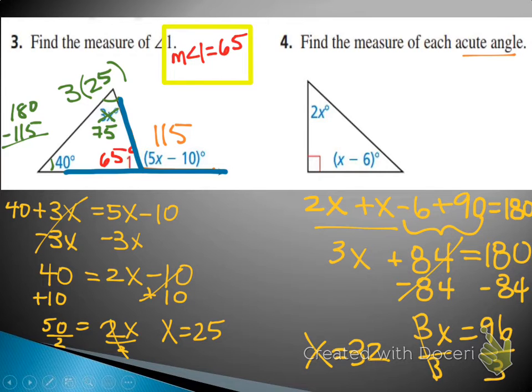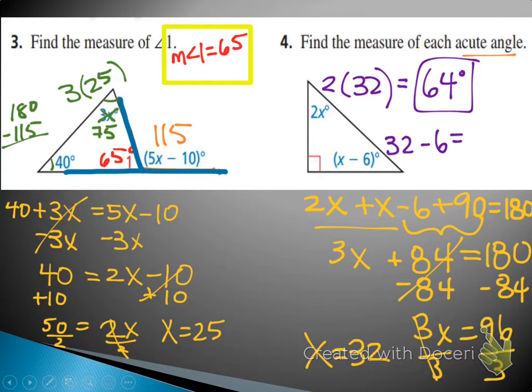32. Do I circle this? No. I need to plug it back in. 2 times 32 is 64. And then 32 minus 6 is 26. What's a good way I could check to see if my answer is correct? Add them up and see if they equal 180. Are you okay with this? Yeah, 26. Yeah, we did. So sorry, we did plug it back in.